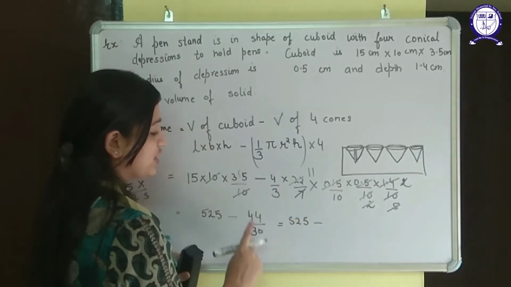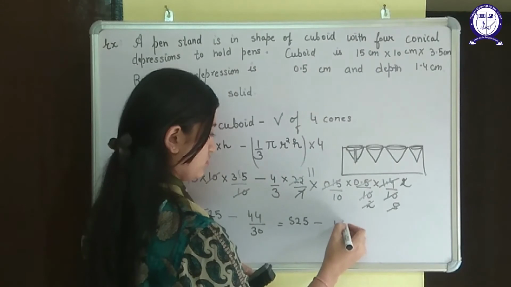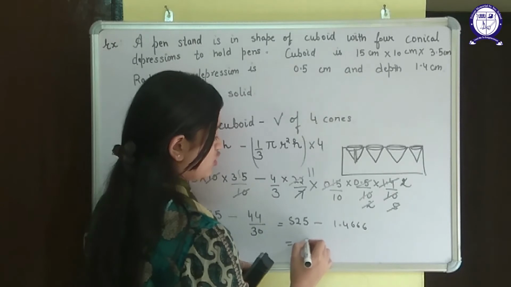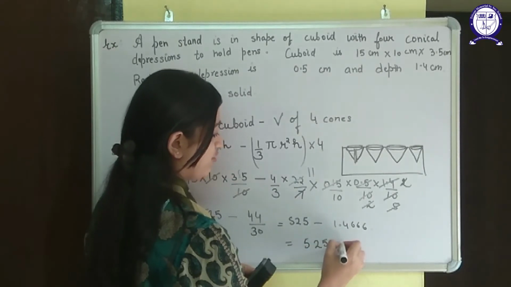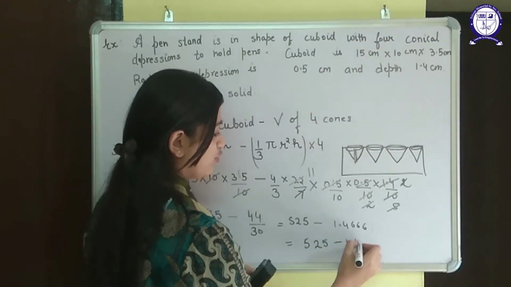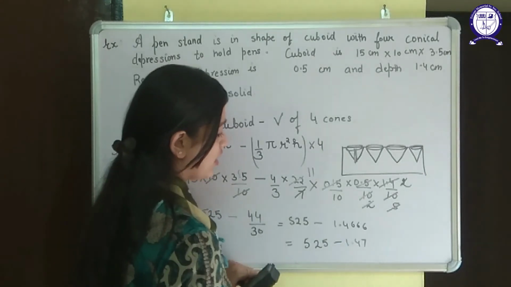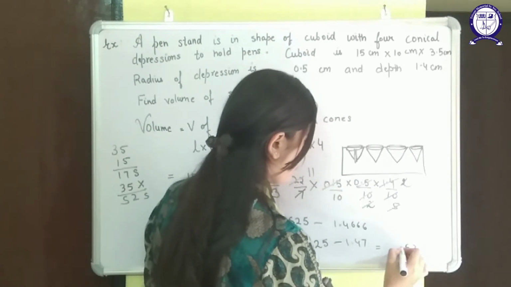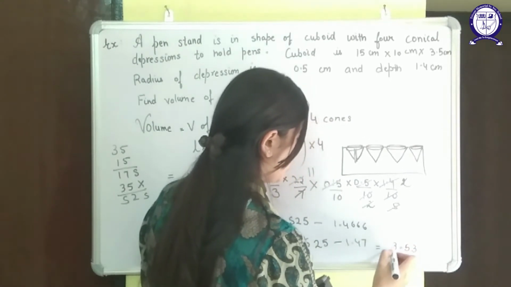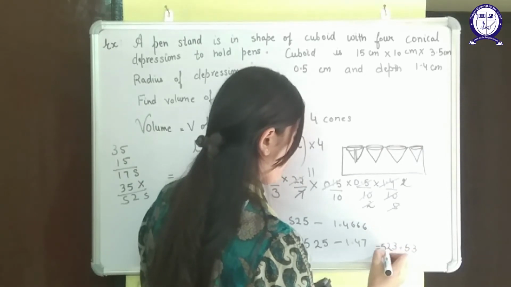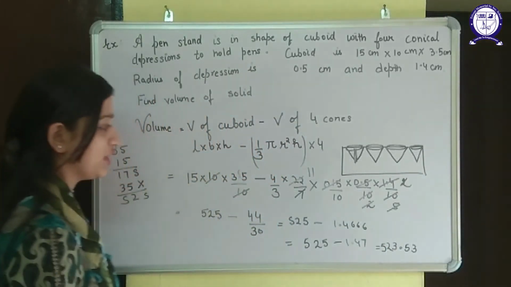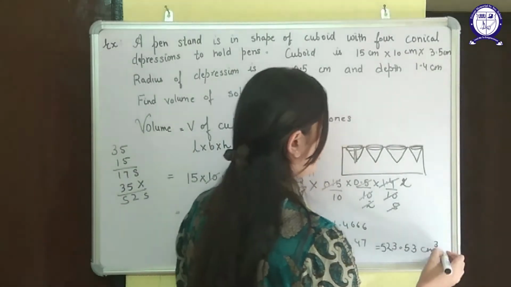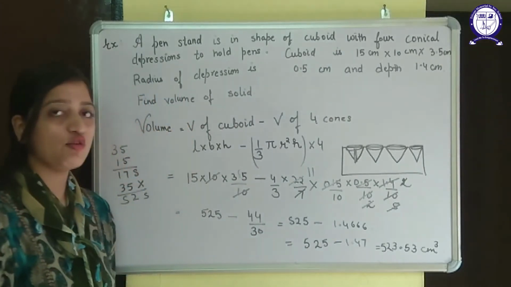And we can solve it. 525 minus, let's change it into decimals. So I can write it as 525 minus 1.47. And now let's subtract it. It will be 523.53 centimeter cube because this is the question of the volume.